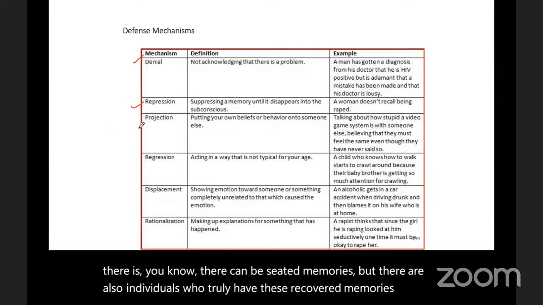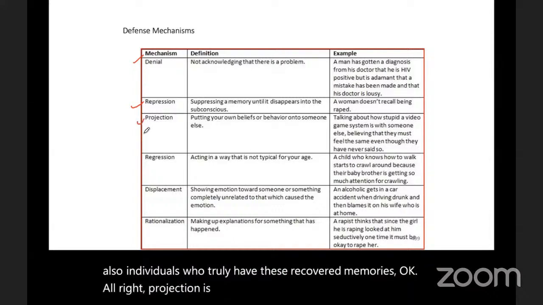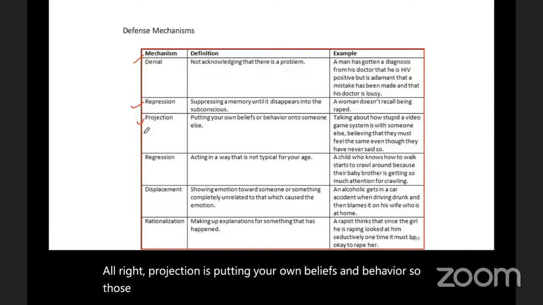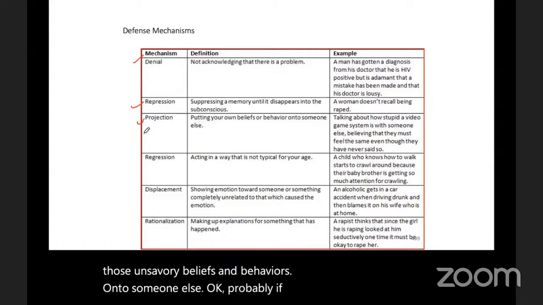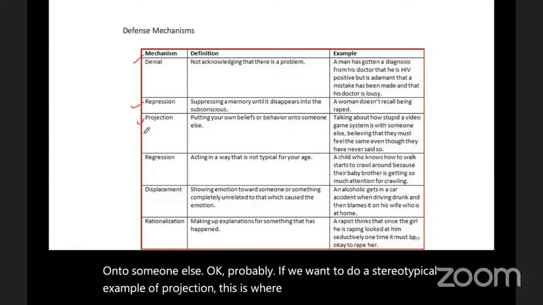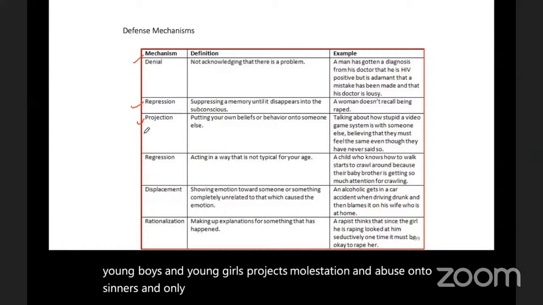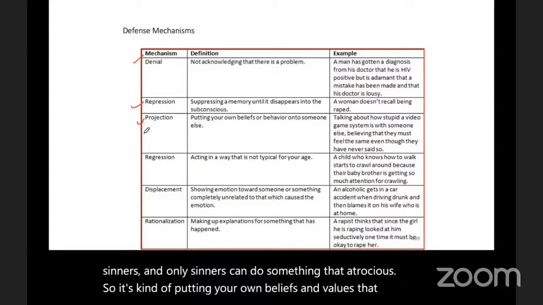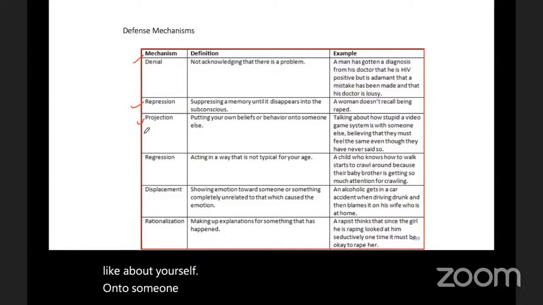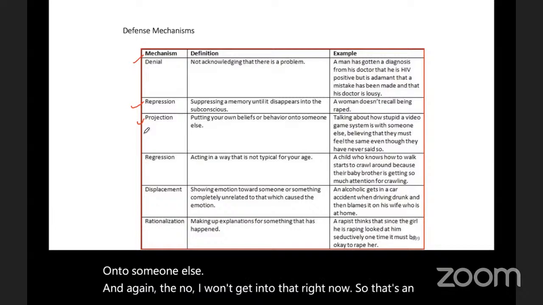Okay. All right. Projection is putting your own beliefs and behaviors, those unsavory beliefs and behaviors, onto someone else. Probably, if we want to do a stereotypical example of projection, this is where the priest who is molesting young boys and young girls projects molestation and abuse onto sinners, and only sinners can do something that atrocious. So it's kind of putting your own beliefs and values that you don't like about yourself onto someone else. So that's an example of projection.